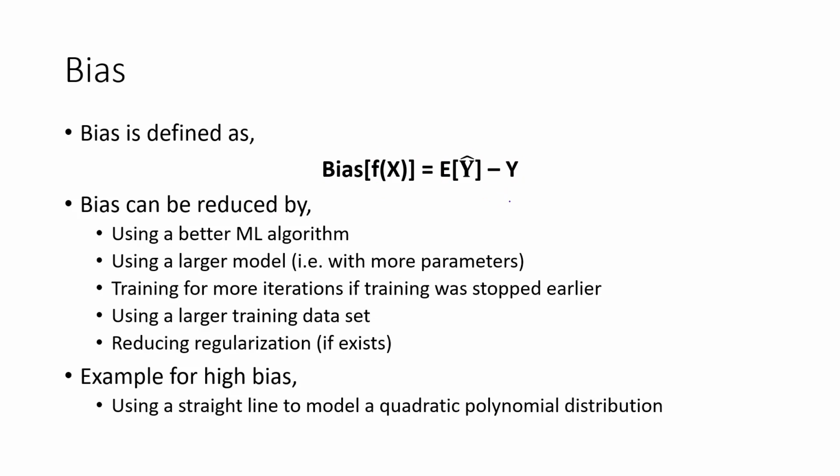So how to reduce the bias? Bias can be reduced by using a better machine learning algorithm. There are several ways that you can reduce the bias, right? So you can use a better machine learning algorithm. For example, if you are using a linear regression, a linear classifier, right? Something like the logistic regression without polynomials.